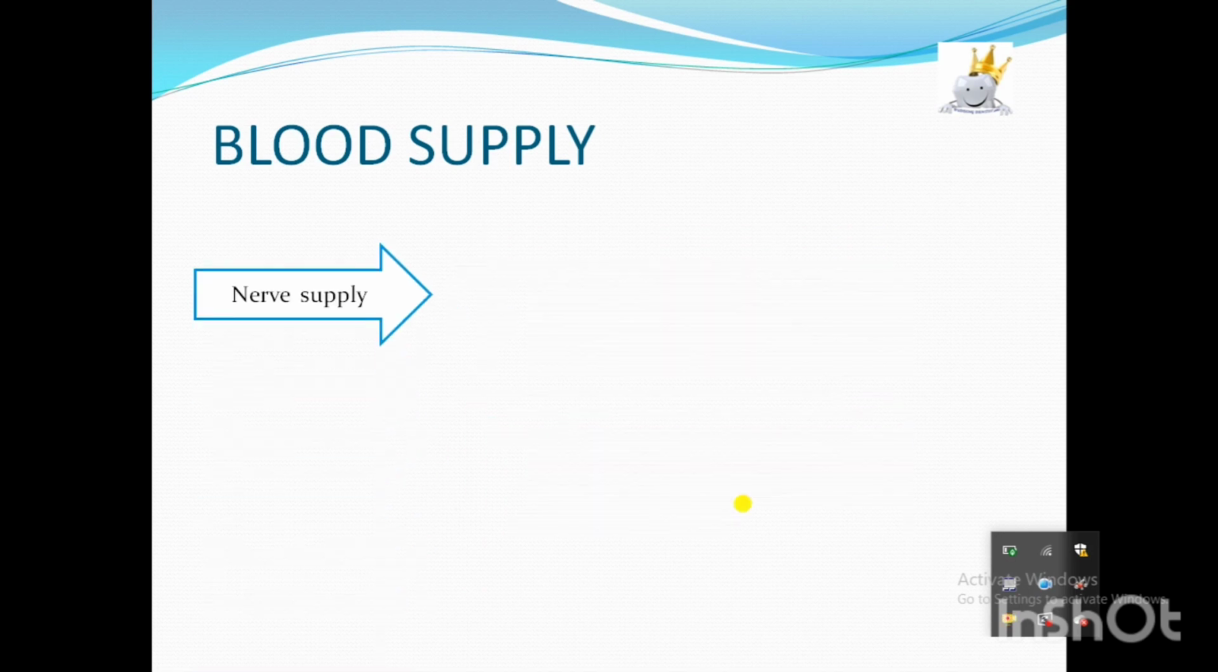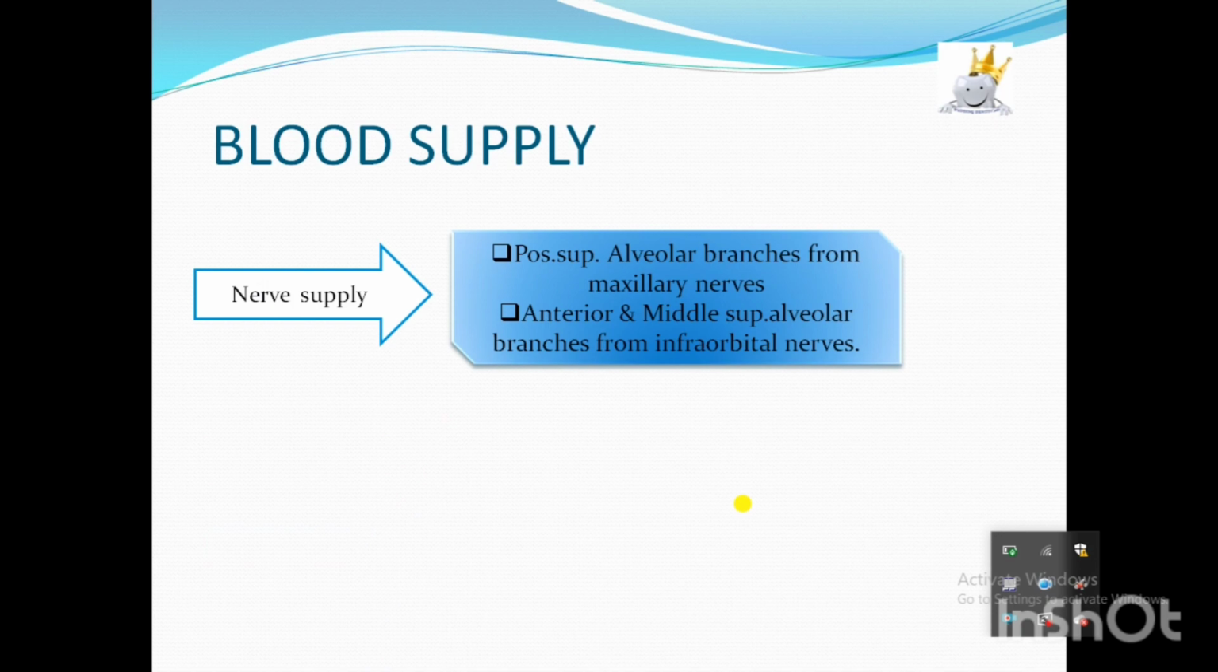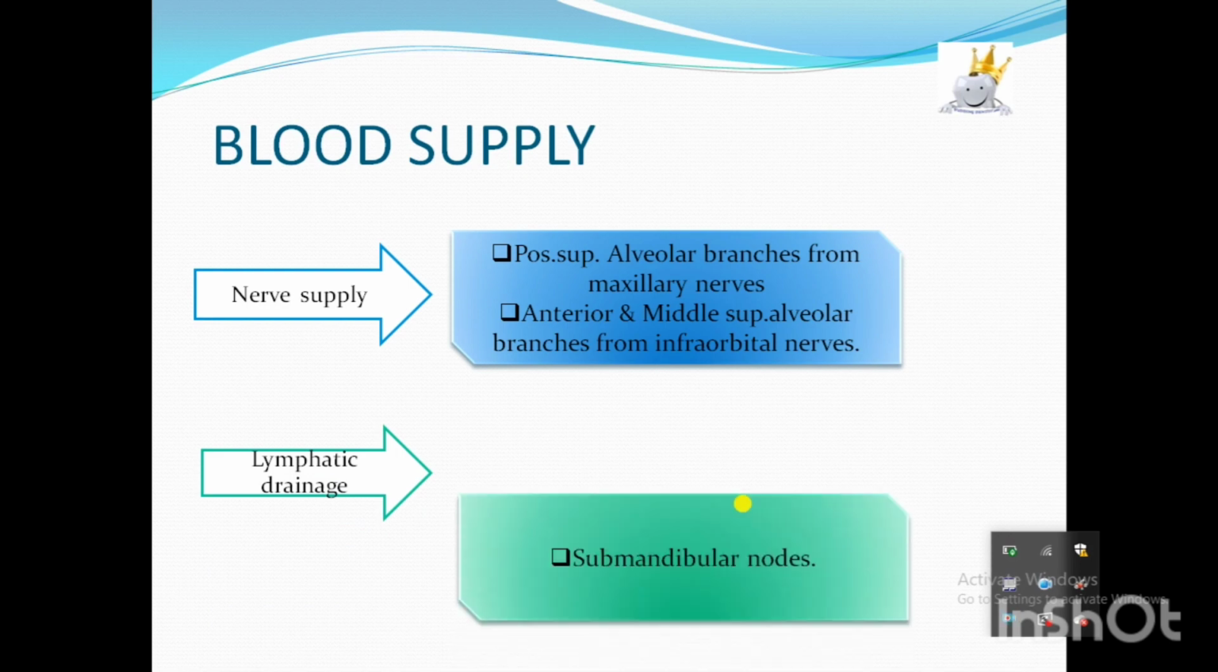Nerve supply. It is supplied by posterior-superior alveolar branches from the maxillary nerves and the anterior and middle superior alveolar branches from the infraorbital nerves. That is the maxillary nerves and the infraorbital nerves. Lymphatic drainage is via submandibular lymph nodes.